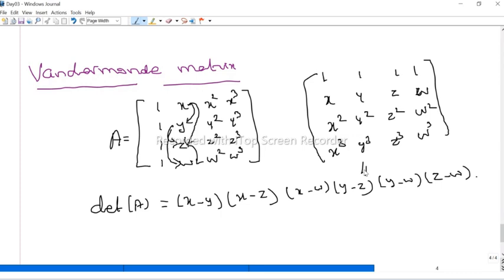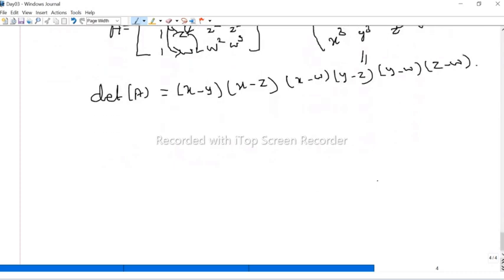Okay, this one is a very important matrix. And we know the formula for the adjoint of the matrix, right? So what we know about A inverse: A inverse equals 1 by determinant of A times adjoint of A.